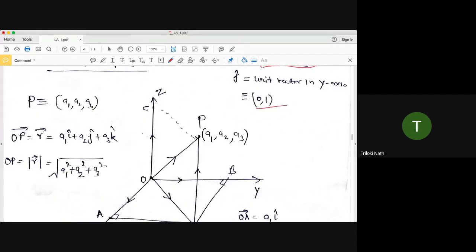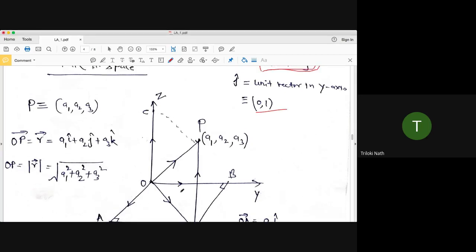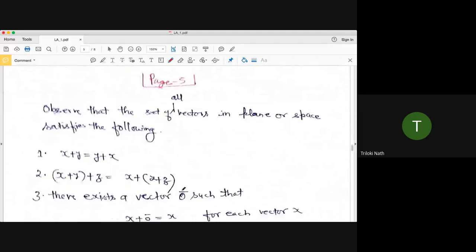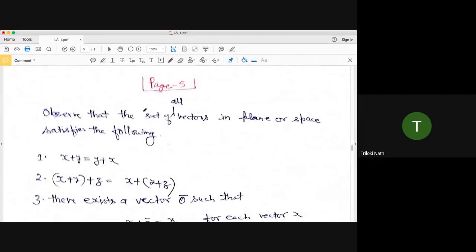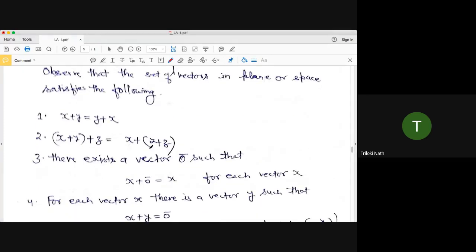So what is the fruitful thing for us? The fruitful thing is we are observing these things. What do we observe? We observe that the set of all vectors in the plane or space satisfies the following properties. If you have two vectors in the plane, x and y, then x plus y is the same as y plus x. Isn't it? That is called the commutative law.